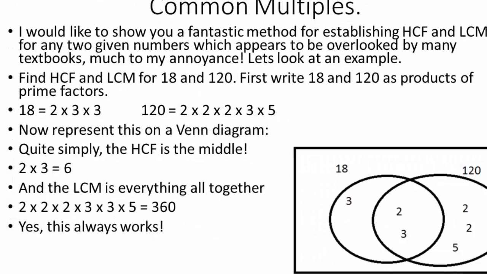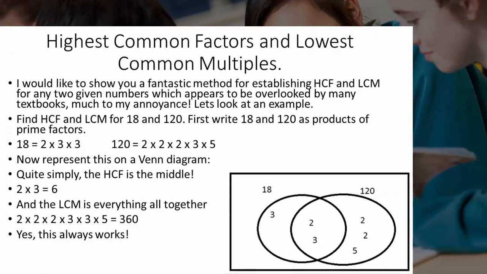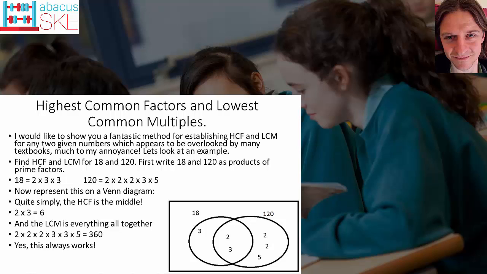And when I show that to my students, especially if they haven't seen it before, they always say, does that always work? And the answer is, yes, that always works. So just encourage your students, if they've ever got to find HCF and LCM, write out the prime factor decomposition of the two numbers you're looking at, draw a quick Venn diagram, and the answer is obvious. Hope that's been useful for you.